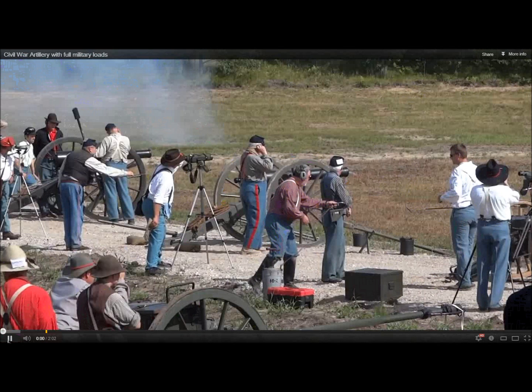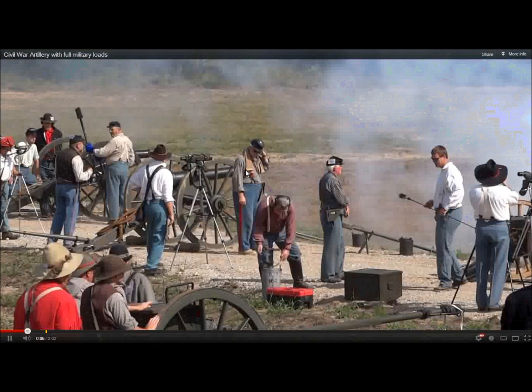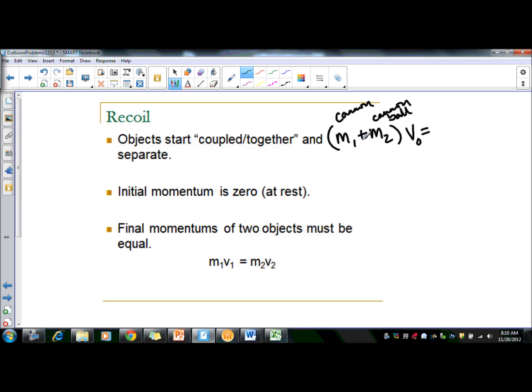And so as soon as the cannon goes backwards, because the cannonball goes forwards, it's because there has to be conservation of momentum. So let's see how this works in terms of what we just saw with the cannon. The momentum in the beginning has to equal the momentum at the end. So in the beginning, we have the cannon plus the cannonball within the cannon. Those are together with a certain initial speed. So the cannonball is in the cannon, so the masses are together.